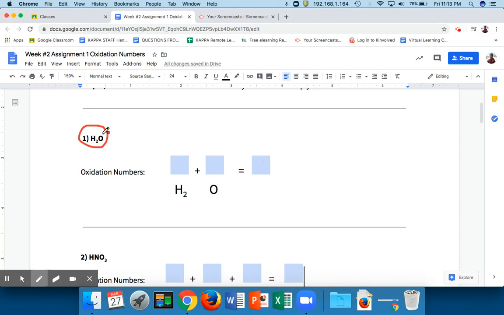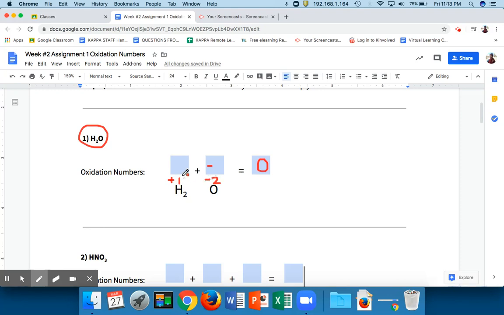For this, our charge is what? 0. There's no charge on H2O. So I know that these two oxidation states, when they're added up, have to equal 0. If we look at our notes, we know that there are rules for hydrogen and oxygen, and the rule is oxygen is a -2. I'm going to write it down here first, and hydrogen is a +1.